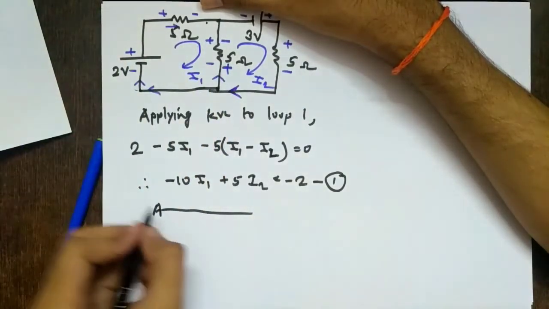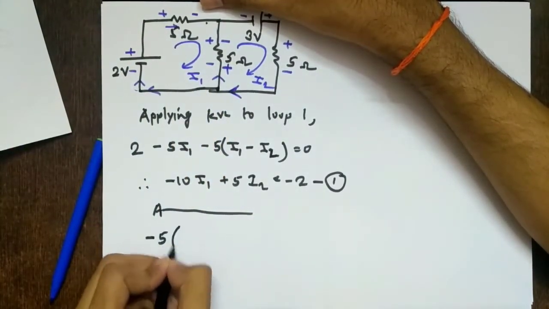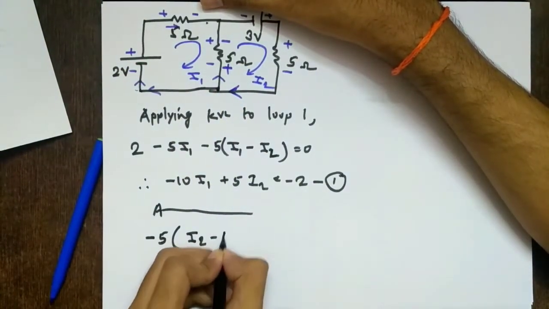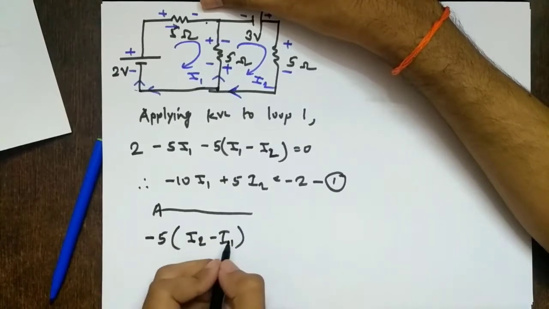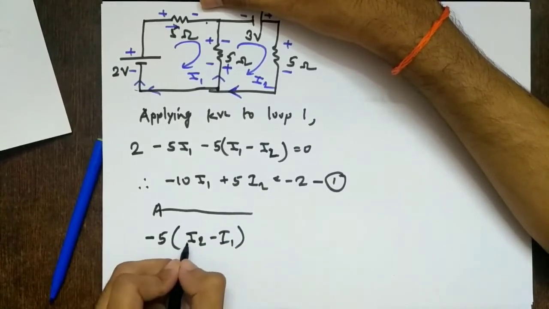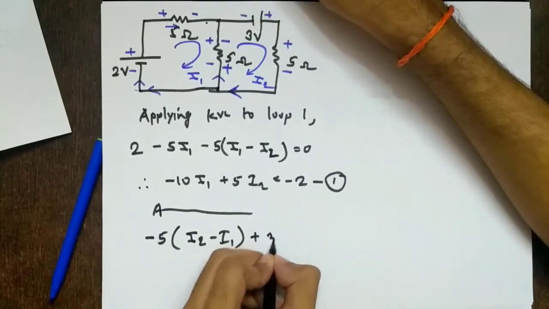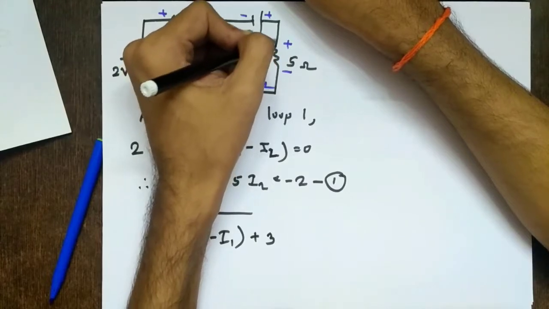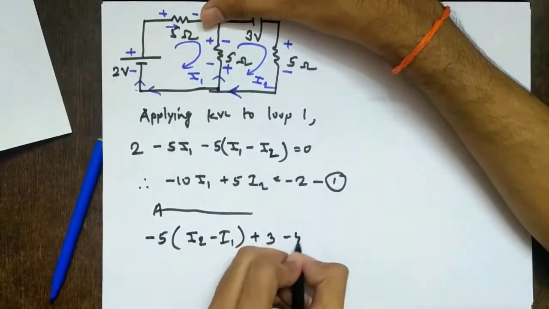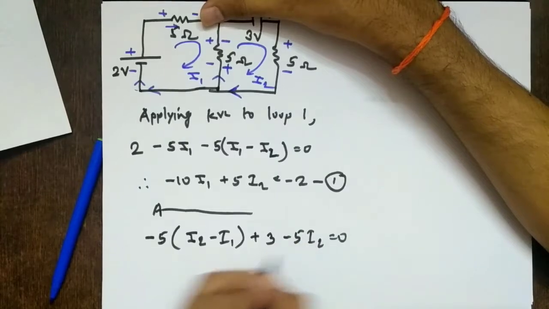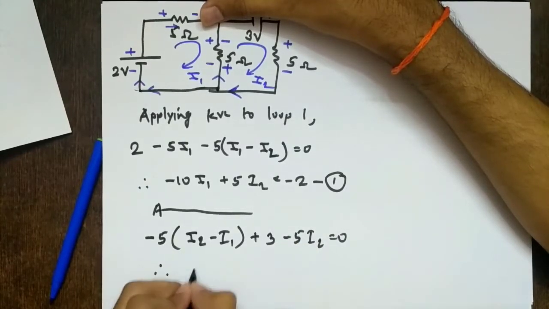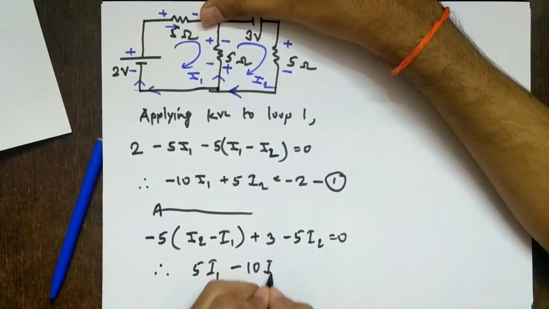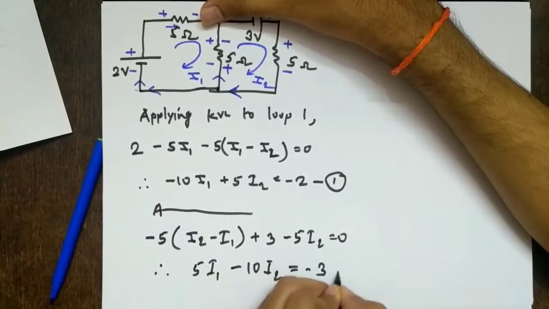So I am going from plus to minus, so fall in potential, so minus 5 times I2 minus I1, because I1 is in opposite direction as compared to I2. So minus 5 times I2 minus I1. This is plus 3. I hope you have got it now. So I'll write directly. This is going from plus to minus, so minus 5 I2 equal to 0. So this will be 5 I1 minus 5 I2 minus 5 I2, that is minus 10 I2, equal to minus 3.